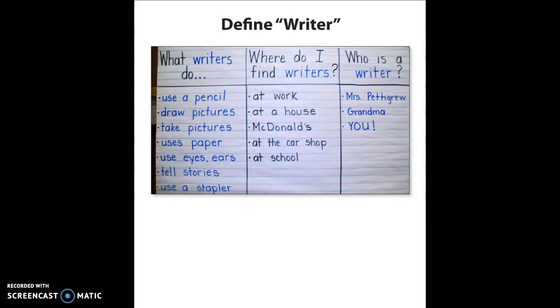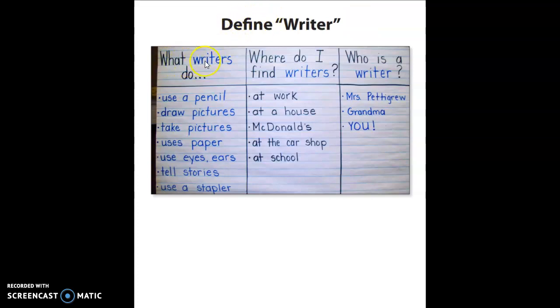Today we're going to talk about what or who is a writer. We're going to define the word writer, and not rider like someone who rides a bus, but a writer, someone who writes a story. We already talked about that writers write for different reasons, to persuade, to inform, or to entertain. But let's talk about what a writer is.